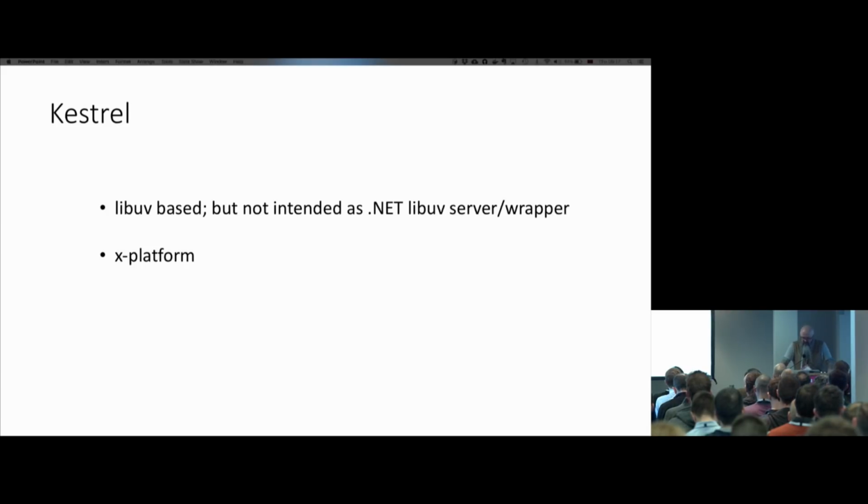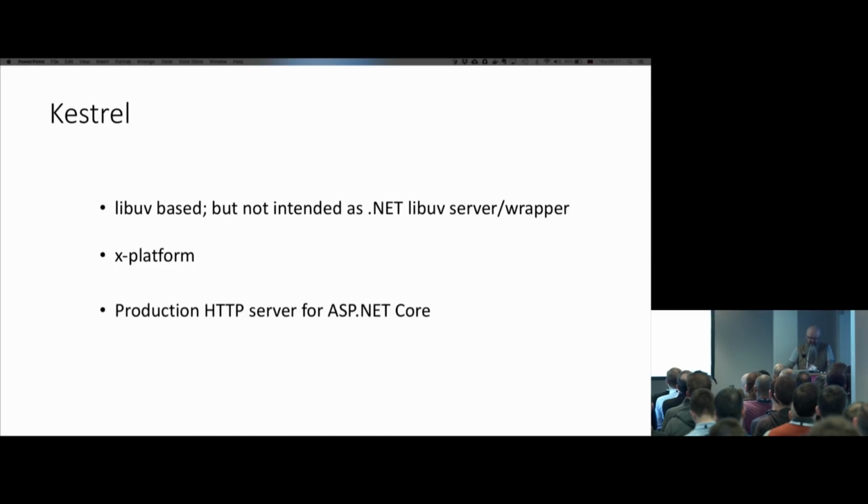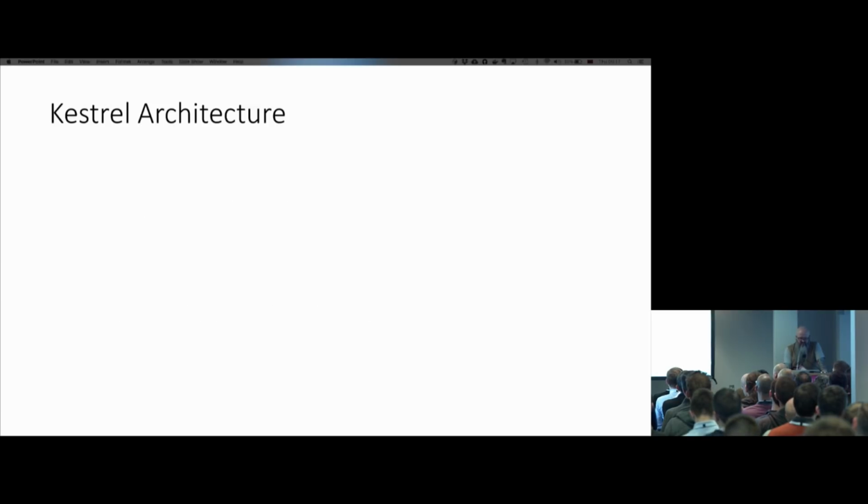It's cross-platform. So one of the big things about ASP.NET Core is essentially we can run on multiple platforms, and in particular you're interested in a lot of cases in running on Linux, either a Linux server or a container within Docker. And IIS is not cross-platform, so you're not going to be able to use IIS in those scenarios. And essentially it's the production server for ASP.NET Core.